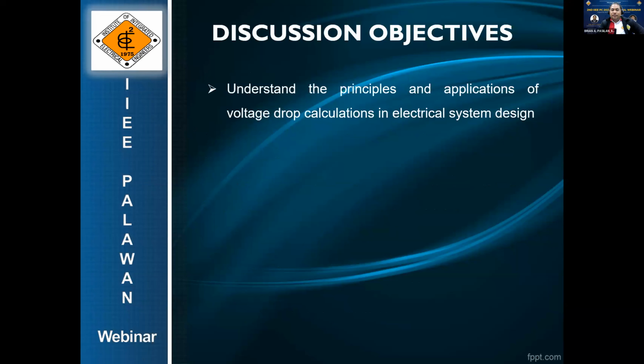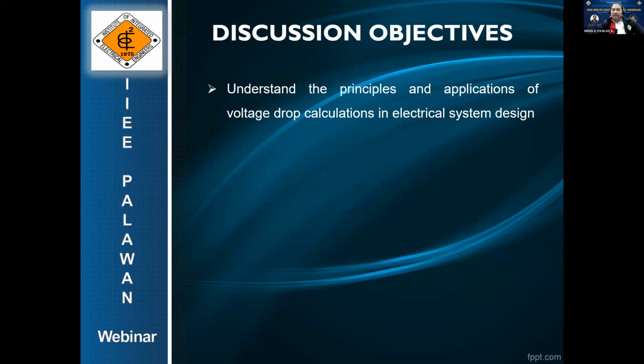And for the voltage drop, so we may be able to understand the principles and applications, no? Malaman natin bakit importante ma-evaluate natin si voltage drop in the system. Ano yung effects niya sa system, no? So that during design, every design natin, hindi na natin ma-taken for granted si voltage drop.